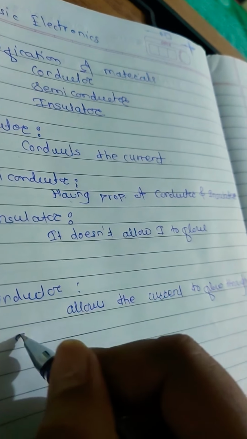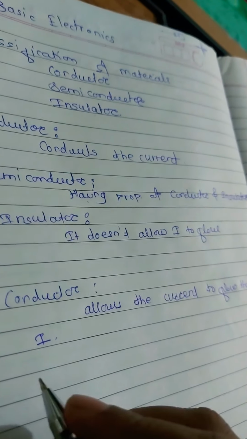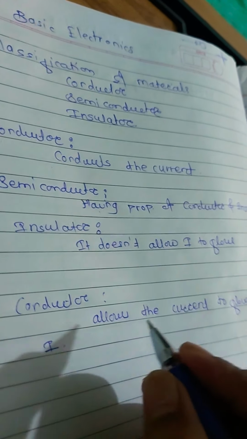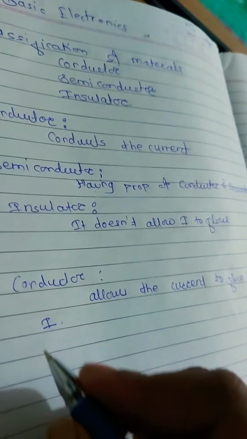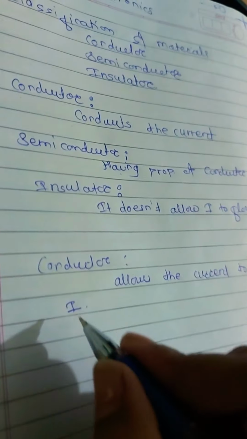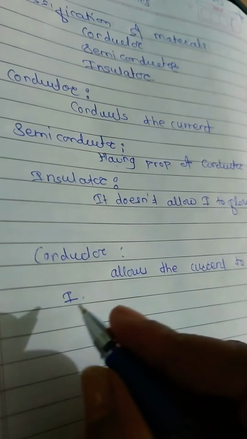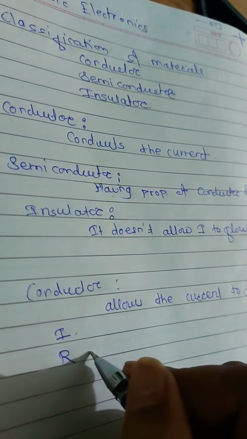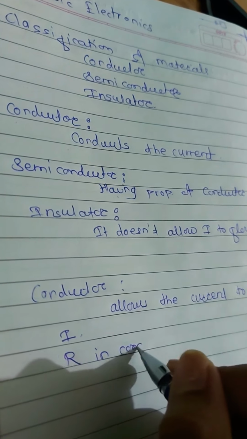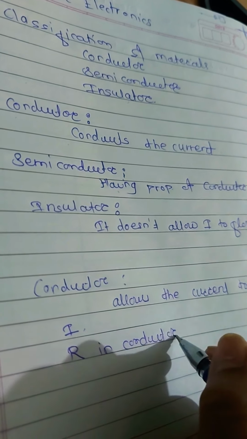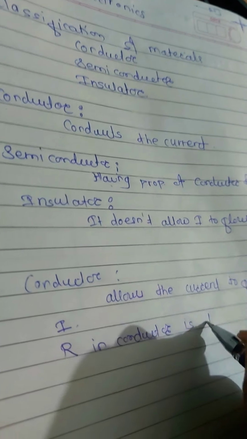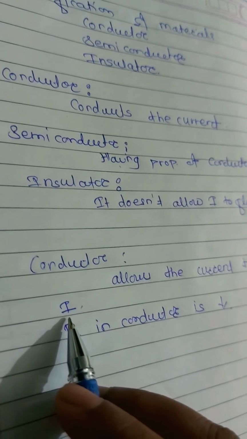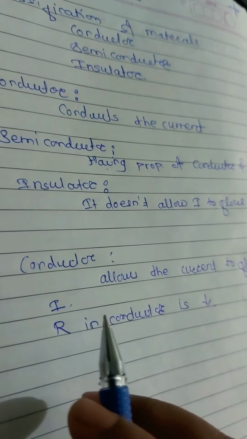Current is denoted by I. So what is the property of the conductor? Why does it allow the current to flow through it? Because the resistance R in this conductor material is low. Resistance is low, that's why it allows the current to flow through it.